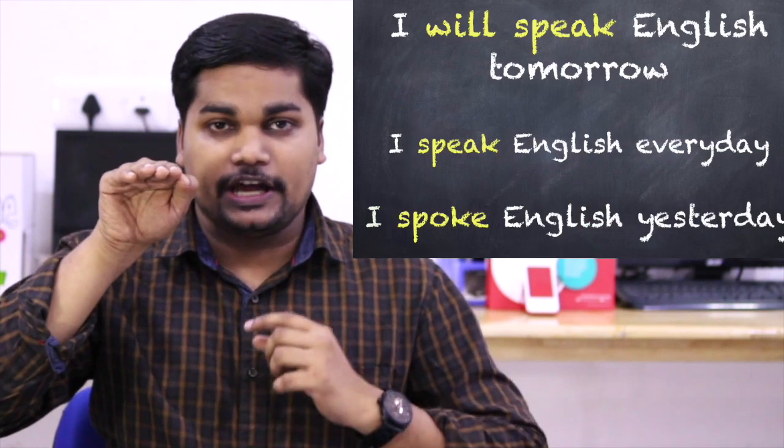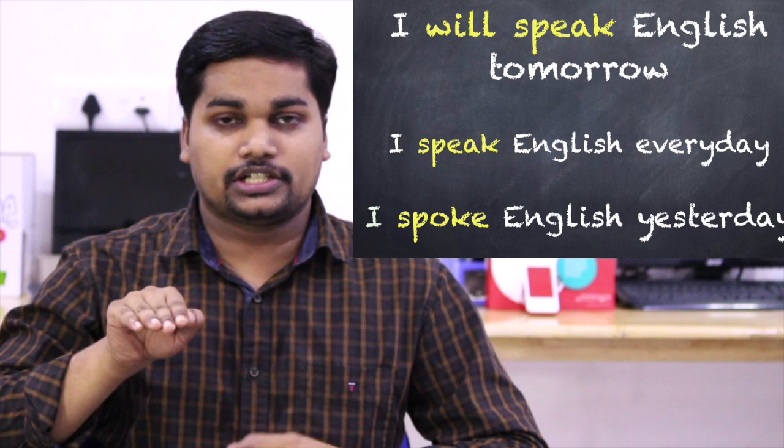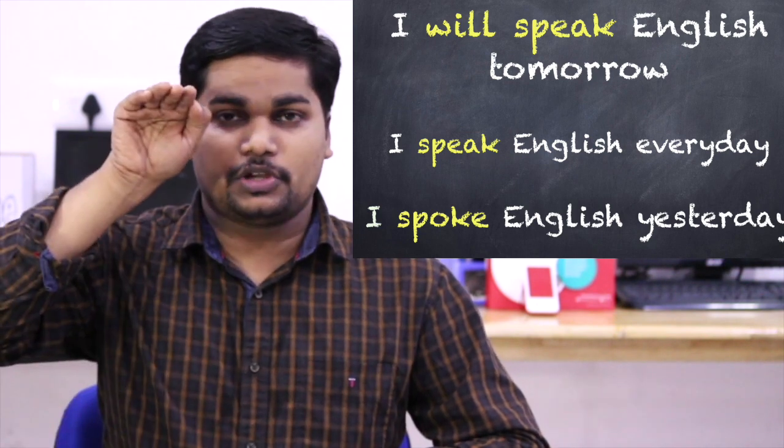Let me say that one more time. I speak English every day. I spoke English yesterday. I will speak English tomorrow. So these are the three tenses: simple present, simple past, and simple future. Let us talk about the next three tenses, which are present continuous, past continuous, and future continuous.